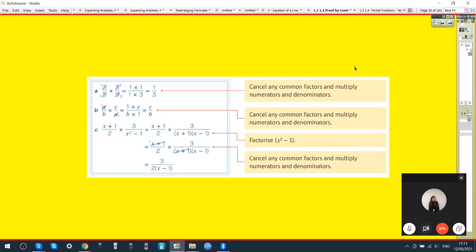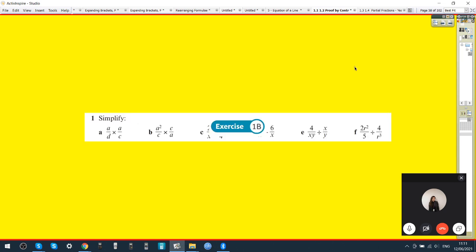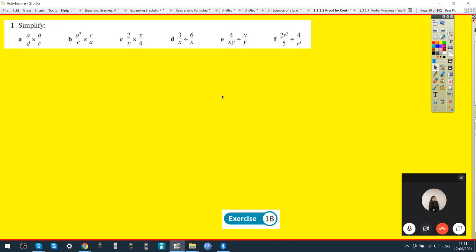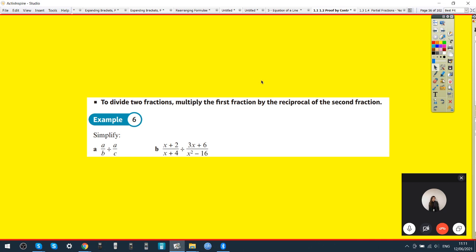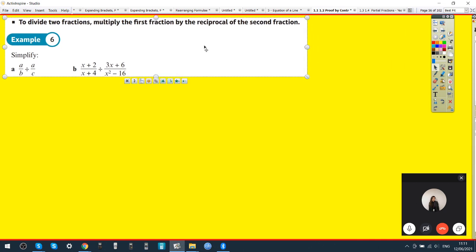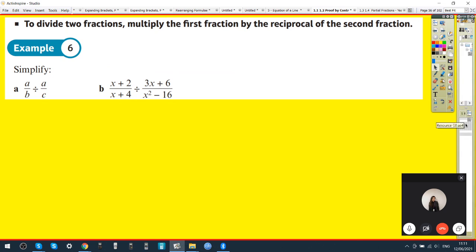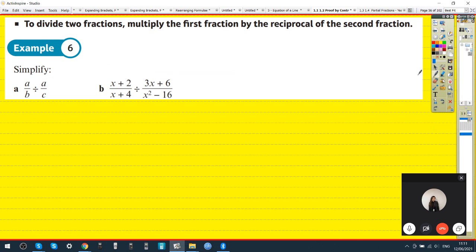So that's multiplying. All right. How do we divide fractions? Which one? Question A or B? In general, we'll start with A. Just in general, for algebraic fractions, any fractions, how do you divide?